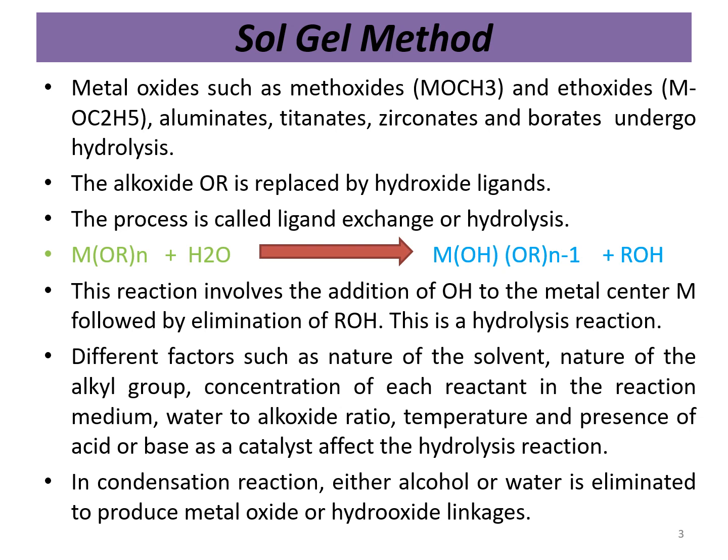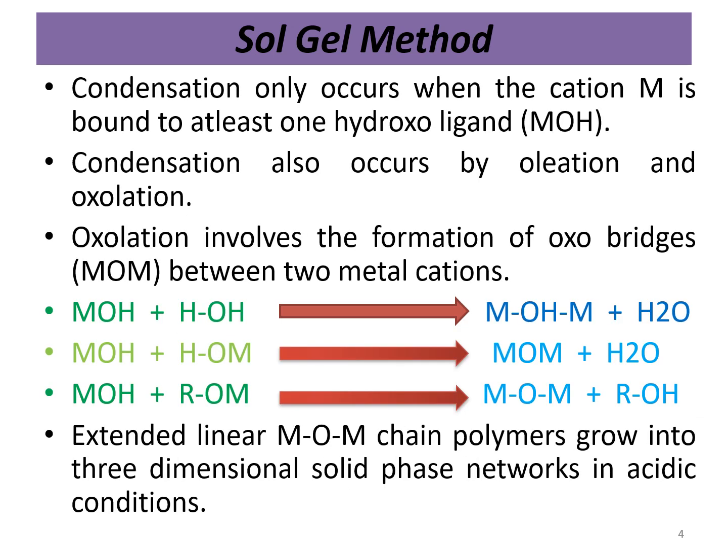Next is the condensation reaction. In the condensation reaction, either alcohol or water is eliminated to produce metal oxide or hydroxide linkages. Condensation only occurs when the cation M is bound to at least one hydroxyl ligand. It means an M-OH species is necessary for the condensation reaction to take place.